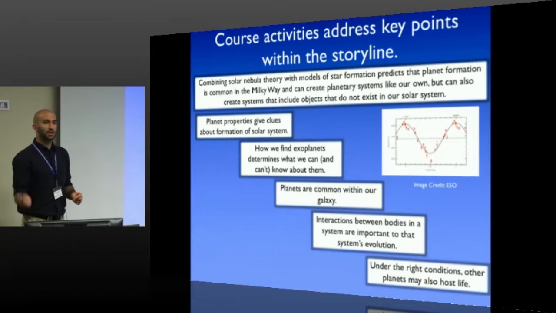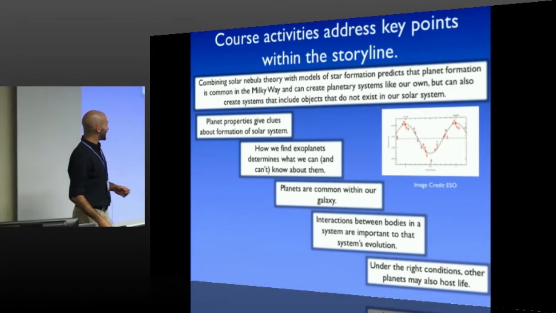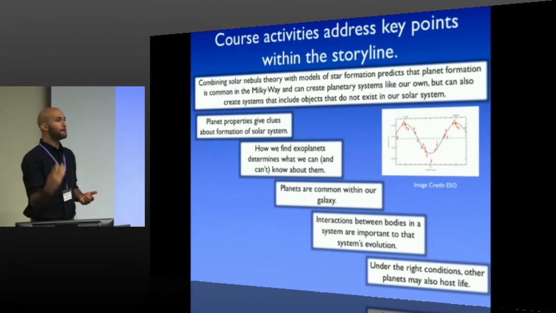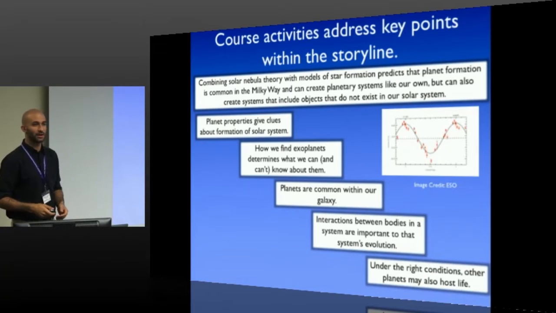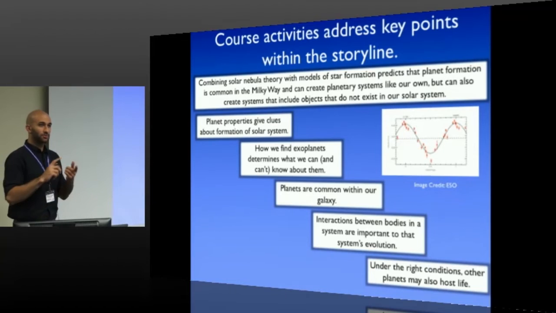Finally, we want to talk about habitability. Once we've gone through all of these, we can start to get to the idea that under the right conditions, other planets may also host life. This, of course, is a big "may," underlined, boldface, italics. You could probably increase the font size a bit as well. But it's one of the things that we really want to know and we really want to look for.